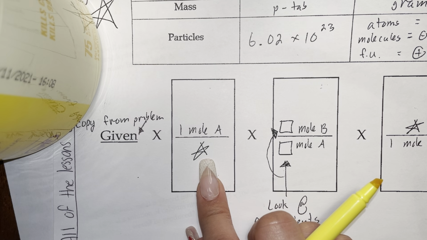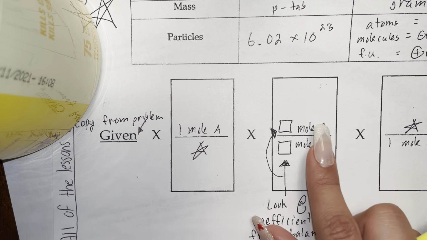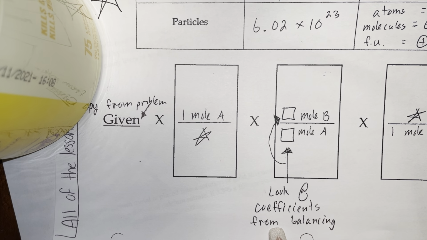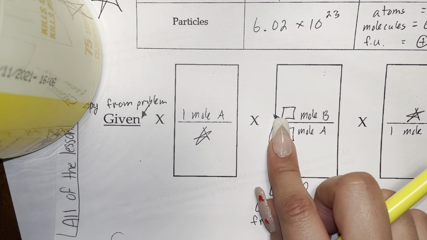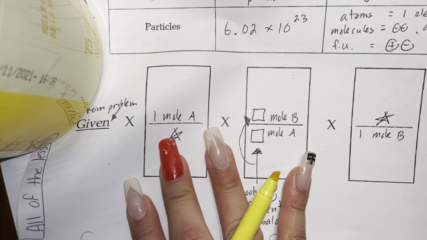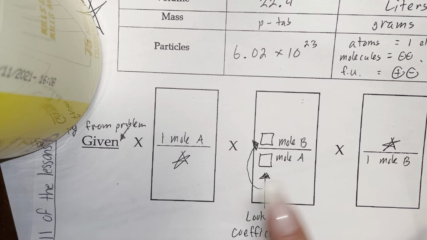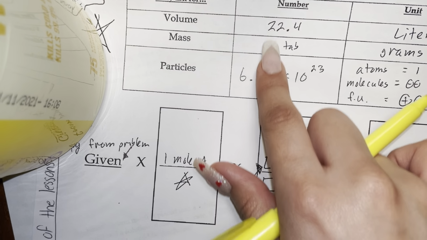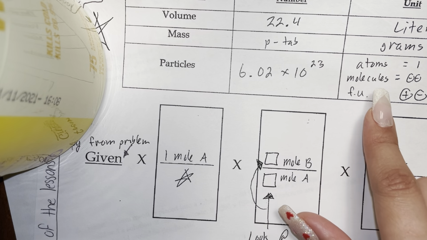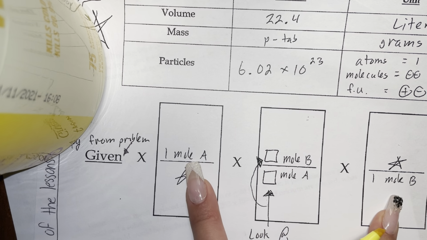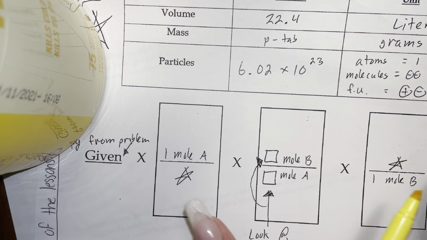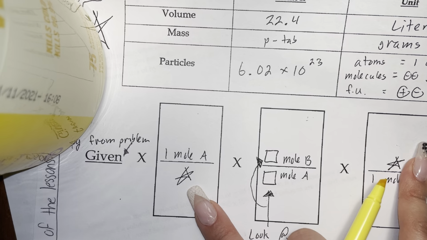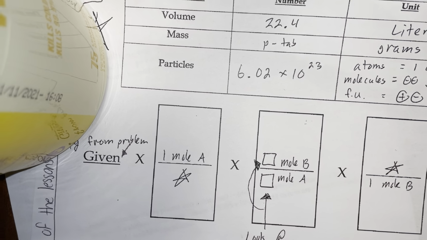This is whatever it's asking for, depending on the givens. Your mole fraction will stay the same. You have to look at the coefficients from the balancing to know what goes in here. Then that last part depends what you're trying to get to. So that's why I put stars up here. The stars are going to be one of these 3 options, whatever it's asking for. And then these are the units that go next to it. And then mole B and mole A always stay the same. Mole B, mole A. And again, the stars are going to be different depending on what the question is asking you for.